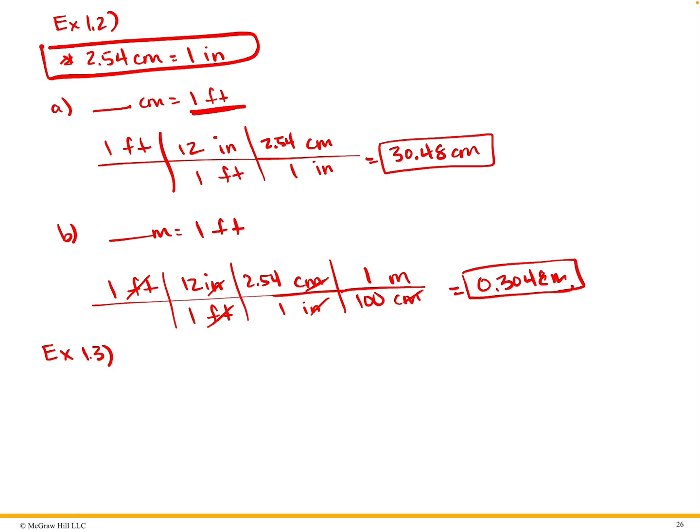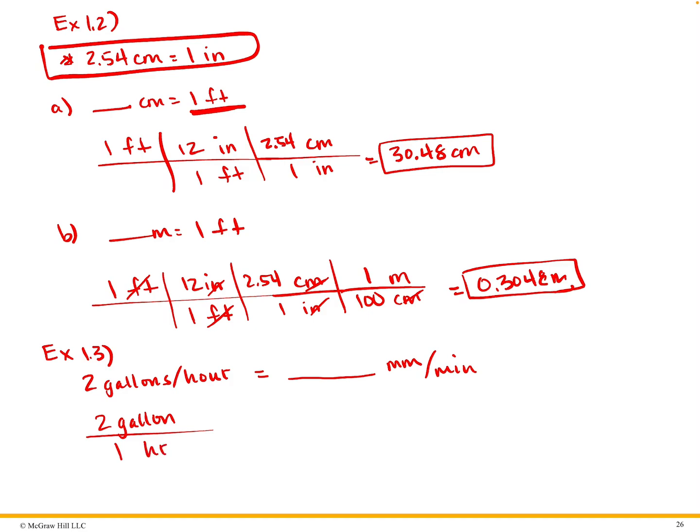So we've got, if the rate of flow in an automatic watering system is 2 gallons per hour, how many millimeters per minute is that? I always tell people, write down what it gives you in the problem, even if you don't want to. So it wants us to find millimeters per minute. Definitely start with what you've been given: 2 gallons per 1 hour.